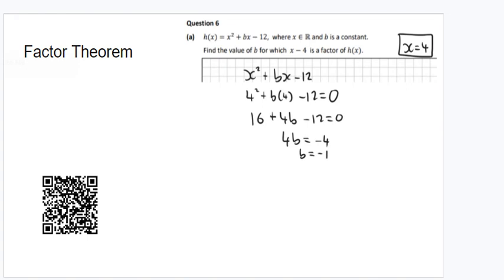The next one is factor theorem. Now factor theorem only came up as a little part A there last year, but it was quite an easy question if you knew what you were doing. Because x minus 4 is a factor, x equals 4 is a solution or a root, therefore we can put 4 in and it should be equal to 0, and you can easily get what b is there. Don't know how many marks it was, but it was easy enough.